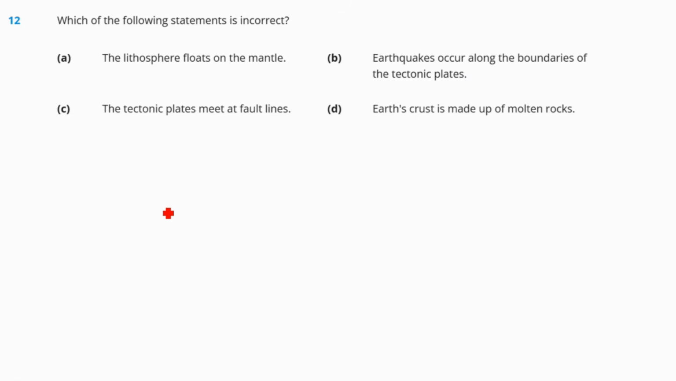Earth's crust is made up of molten rocks. No, that means what? We are floating? No, this is the incorrect statement and the correct answer for question number 12.